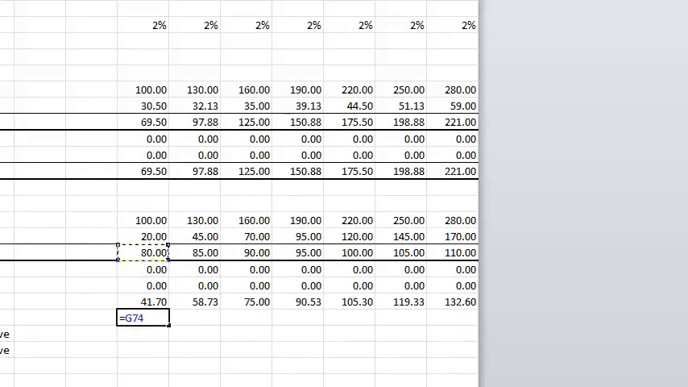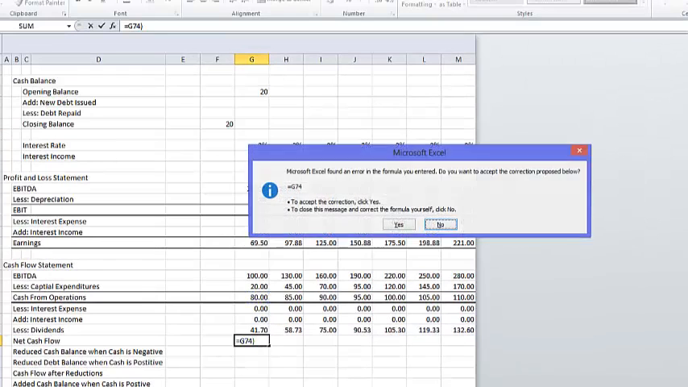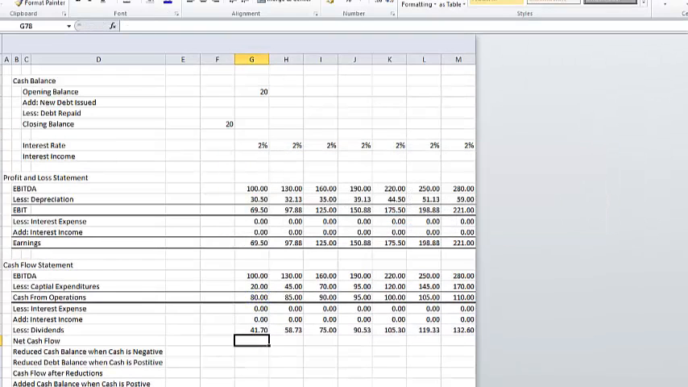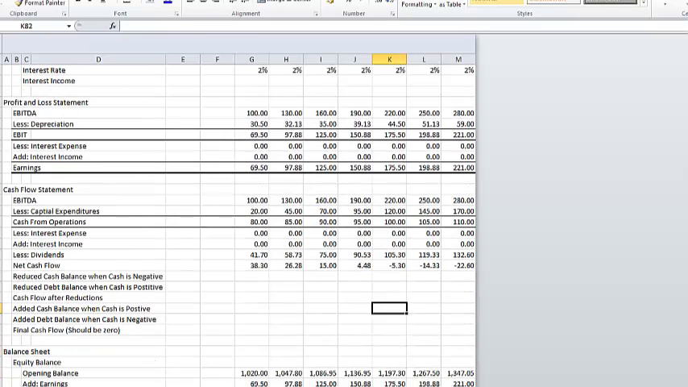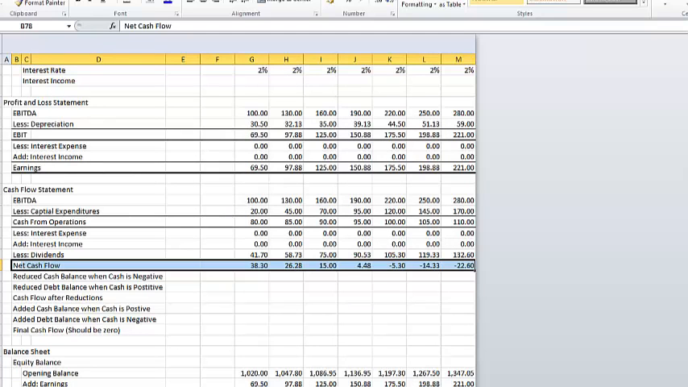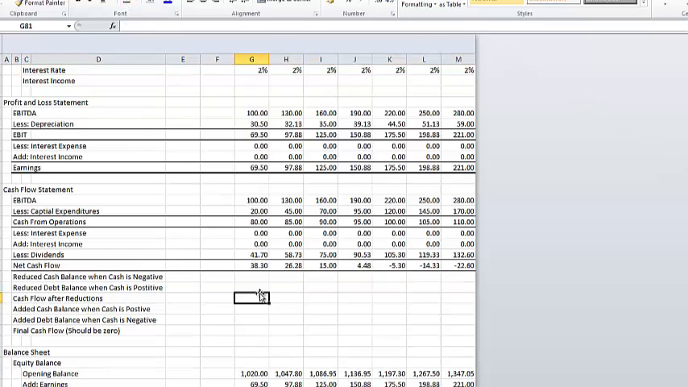So then we have our cash flow minus the interest plus the interest income minus the dividends. That's our net cash flow. It's positive and then it goes negative. I didn't do that on purpose, but that's kind of nice. And this is a big subtotal. Okay, and now here's the key.